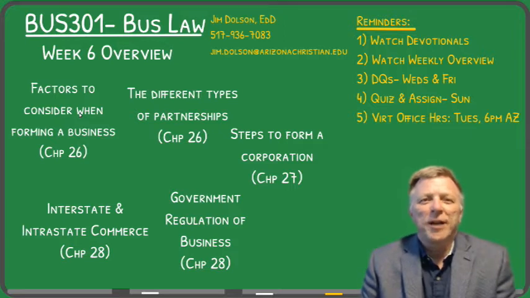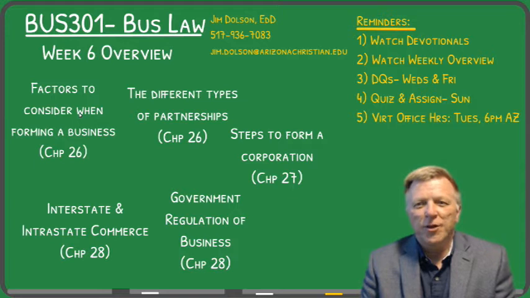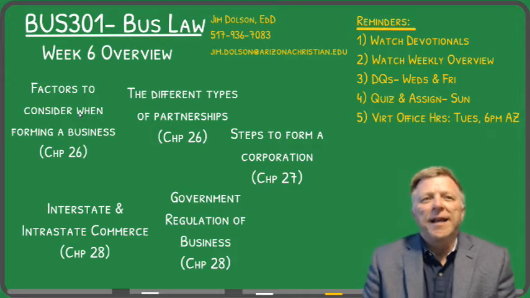We're looking at chapters 26, 27, and 28 this week, so make sure you read those full chapters. We're going to be discussing the different types of partnerships and different types of corporations and how to form them, looking at nonprofits and for-profit companies, all around the whole topic of what the legal ramifications are. Let's dive in.